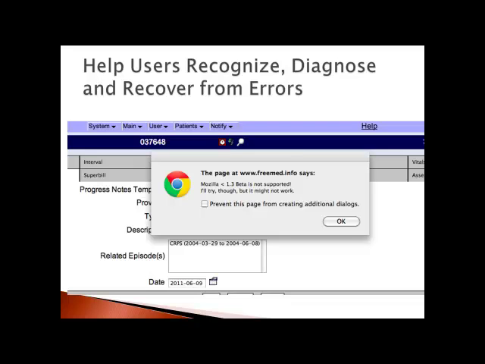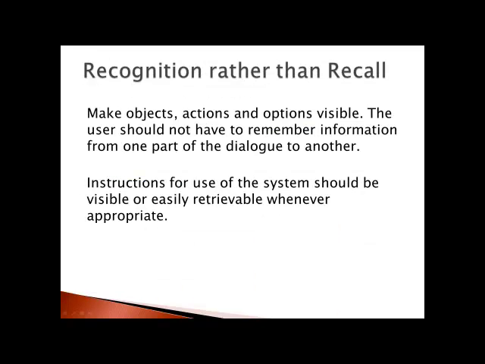So for example, in this system again, you see Mozilla 1.3 beta is not supported. I'll try though, but it might not work. This does not give much information to the end user as to what they should be doing next. Additionally, we've talked about the cognitive burden that EHR systems might place on users, use of icons or things that actually make it harder to do your job.